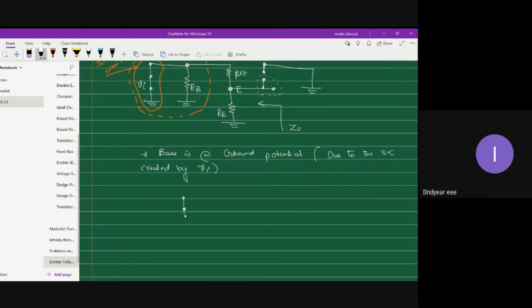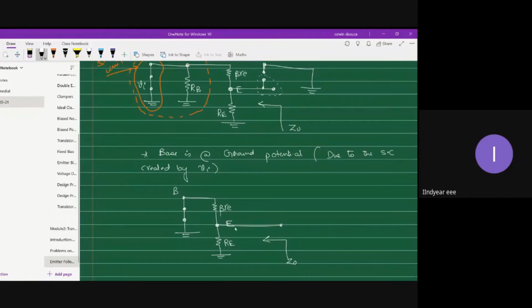Let me create the short circuit here. This is my base terminal, and then I'll have my beta re here. I will also have my emitter terminal here, and this is my RE. So this is what the circuit looks like after reduction.